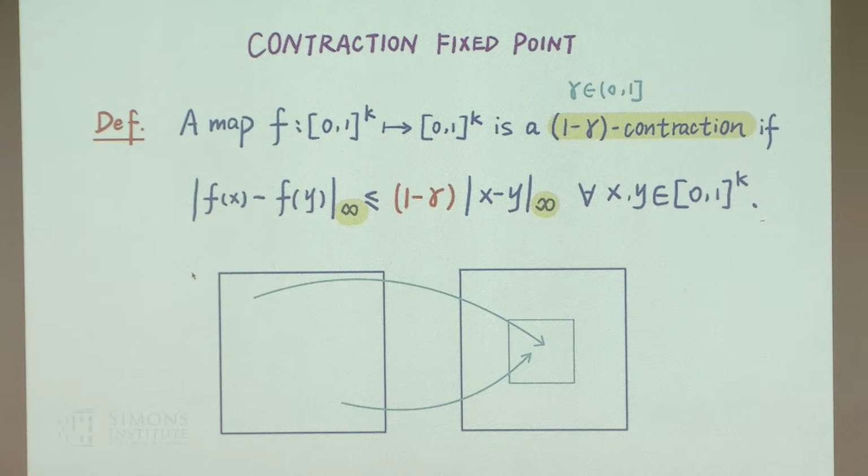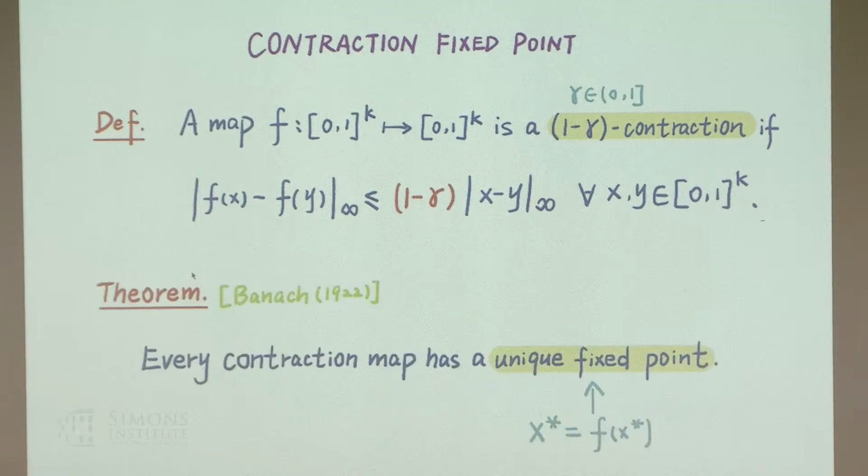Yeah. The norm is important. As we will see at the end of this talk, the norm may matter if you consider the complexity of computing such a fixed point. So the famous theorem by Banach is that every contraction map has a unique fixed point. A fixed point just means a point x such that f(x) equals x.